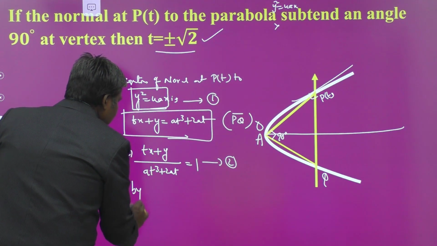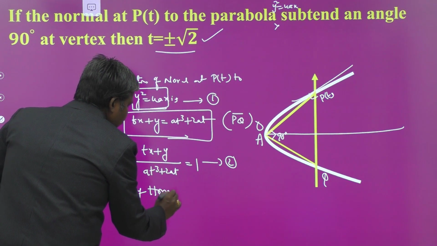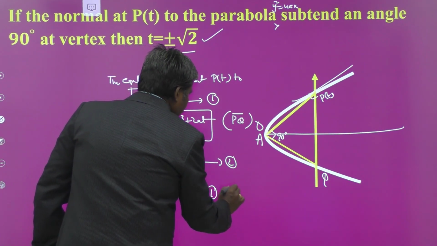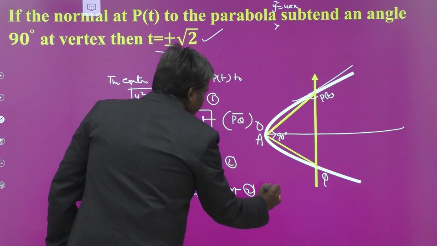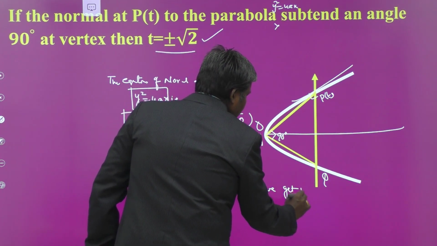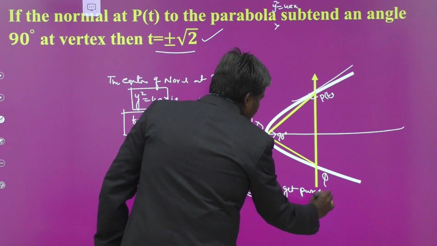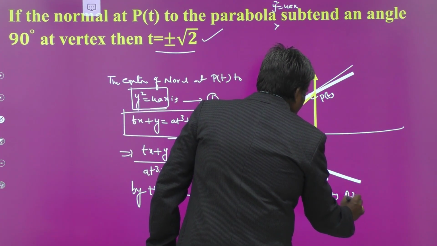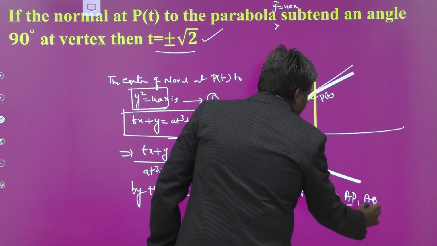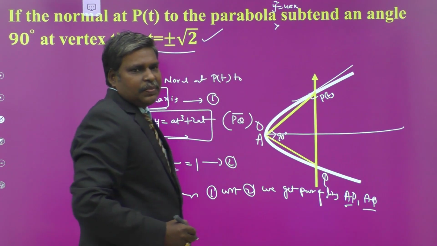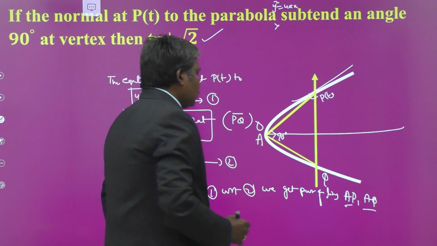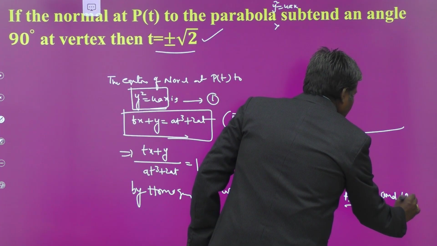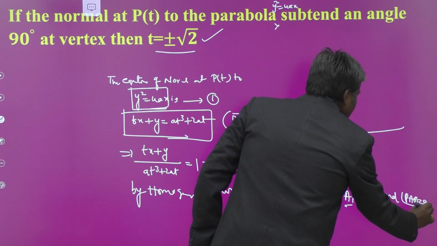By homogenizing 1 with respect to 2, we get the pair of lines AP and AQ. We get the pair of lines AP and AQ. Angle PAQ is 90 degrees.